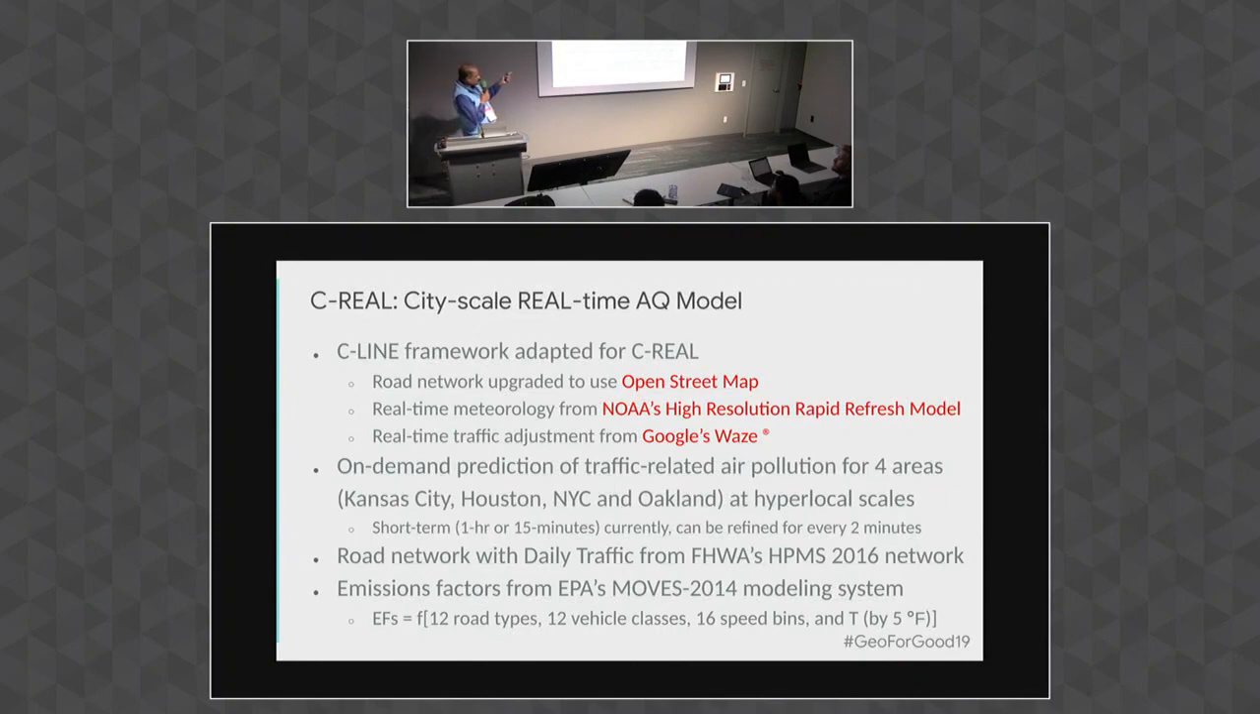And here, we were doing this, or we are doing this right now, to run the model for every hour or 15-minute frequency, but we can define every 2 minutes because Waze gives data every 2 minutes. That's the frequency at which you're able to adjust the emissions. So the road network comes from the DOT's HPMS network for 2016, emission factors from the EPA's MOVES, where you have emissions as a function of 12 road types, 12 vehicle classes, 16 speed bands, temperature. So you have this entire massive lookup table. That's the baseline. And once you have estimation of emissions from this baseline, we adjust the emissions based upon what Waze is telling as a function of traffic congestion.